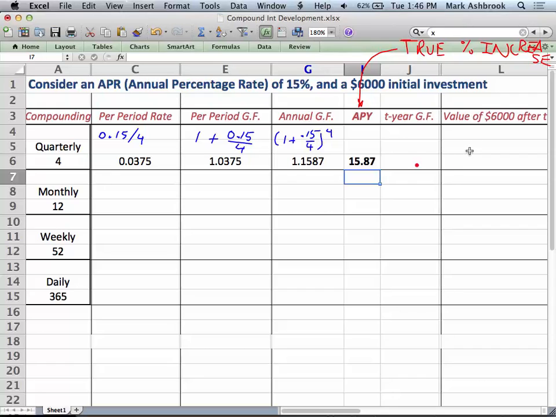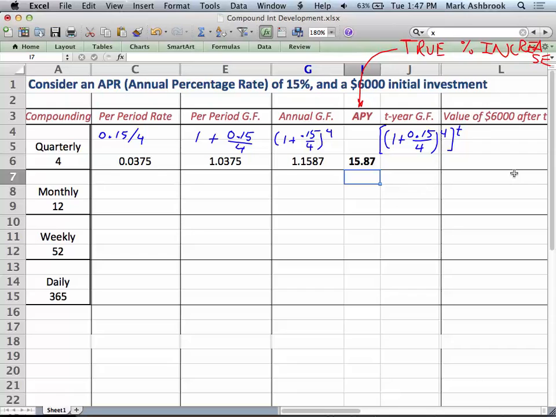T-year growth factor, Austin. So the annual growth factor is this one here. What's the T-year growth factor? 1.1587. He wants this one to the T. What do you think? Yep, you're going to take the annual growth factor, multiply it together, T times. So we got, that's our annual to the 4th, and then we're going to take that and raise it to the T. There's our 1-year growth factor, or T-year, for T years.